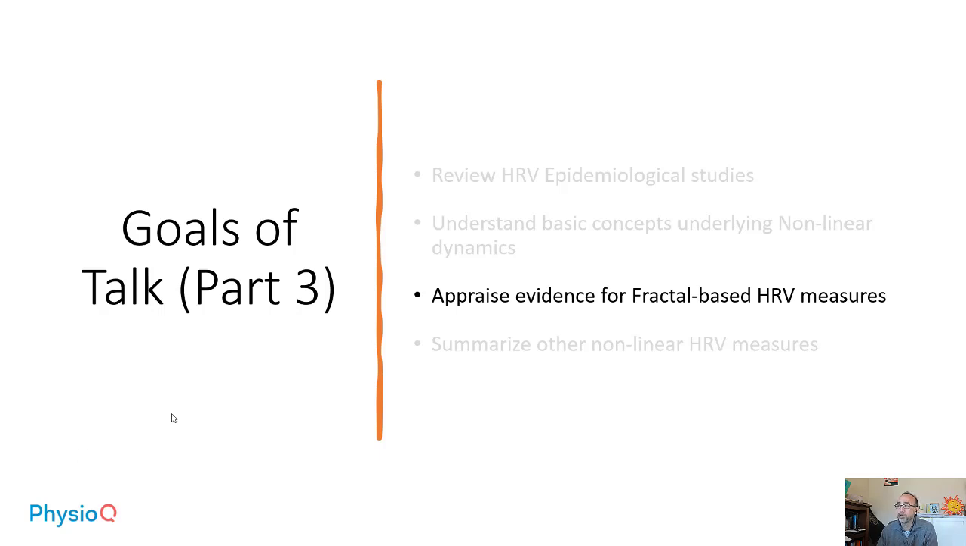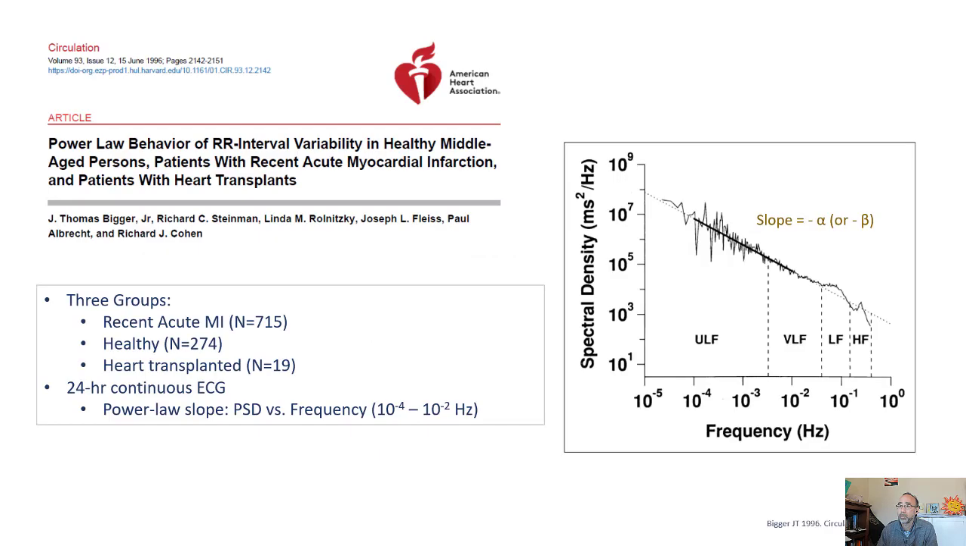The next part is to appraise the evidence for fractal-based heart rate variability measures. The first study that looked into fractal relationships in disease was Bigger in 1996, which was published in Circulation. He had 3 groups. One with a recent acute MI, with 715 subjects in this group. A healthy group, which had 274 participants. And heart transplant individuals, and there were 19 in this.